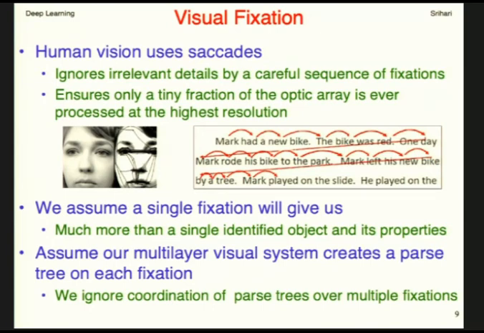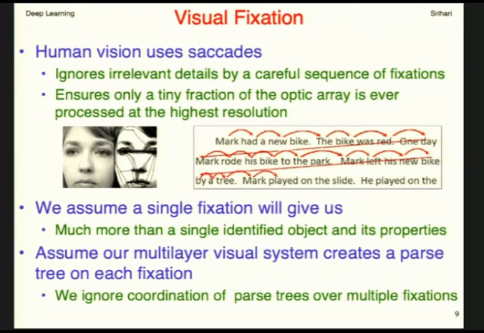So what are they saying here? Human vision uses saccades, ignores irrelevant details by a careful sequence of fixations, and ensures only a tiny fraction of the optic array is ever processed at the highest resolution. Very little of the image is processed at high resolution. And we assume that a single fixation will give much more than a single identified object and its properties. When we fixate on this, it's not just one word we are reading, but we are also getting some information next to it.